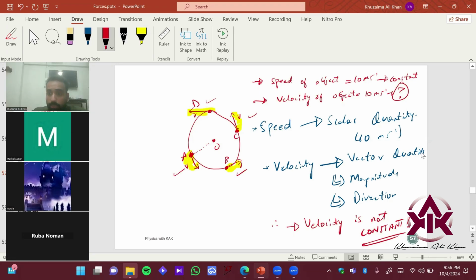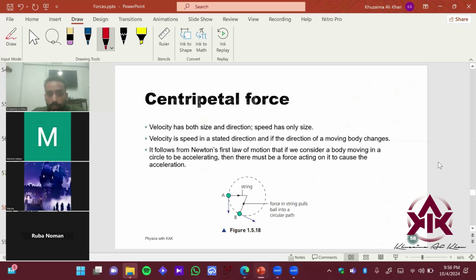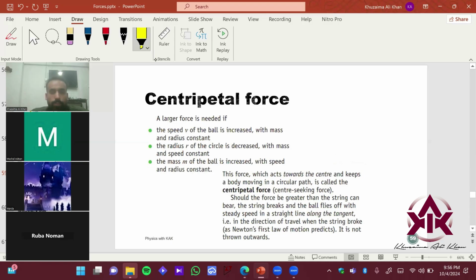Good. This is a typical point which pops up in your MCQs, so make sure that you know this. Here people have written that velocity has both size and direction, speed has only size. Therefore, you can see that velocity is speed in a say direction, and if direction changes, then basically velocity changes, right? It's just saying why your speed is constant and why your velocity is varying. Just verifying that statement over here. So read it out on your own, and if you have any questions, you can post them on the WhatsApp group. Okay, so now read these 3 points, okay?